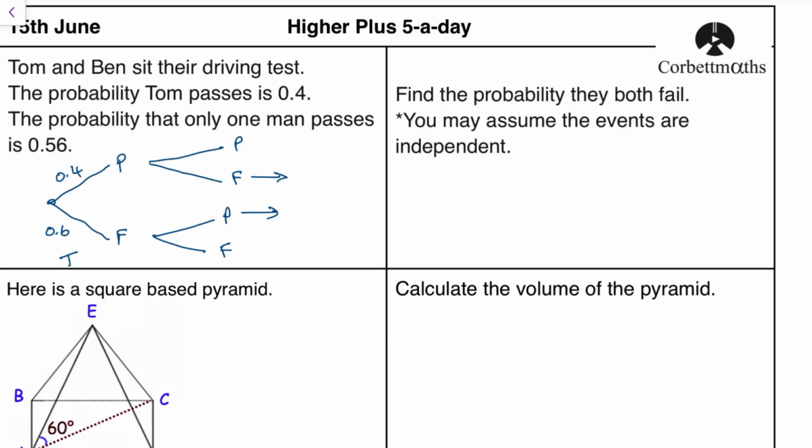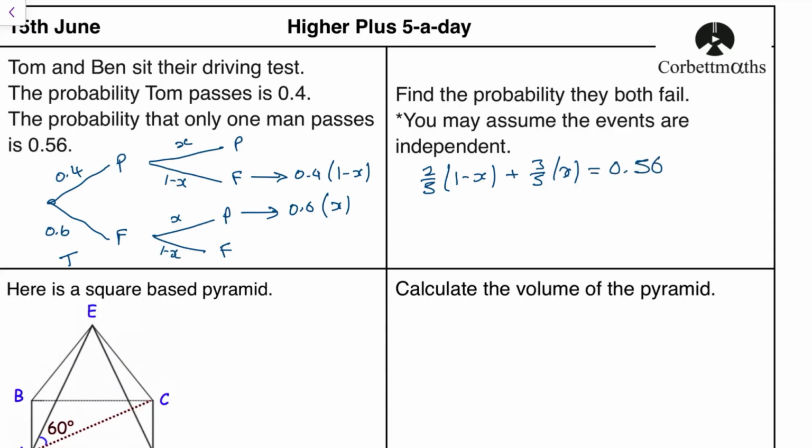I can't think of another way of doing this, which doesn't involve me saying that that's x, which means that's 1 minus x, and that's x, and that's 1 minus x. In other words, I'm saying the probability that Ben passes is x, and then 1 minus x for a fail, which means this is 0.4 times 1 minus x, and this is 0.6 times x. So I know 0.4 times 1 minus x plus 3/5 of x, add these together, and I get 0.56. That's what it tells me in the question.